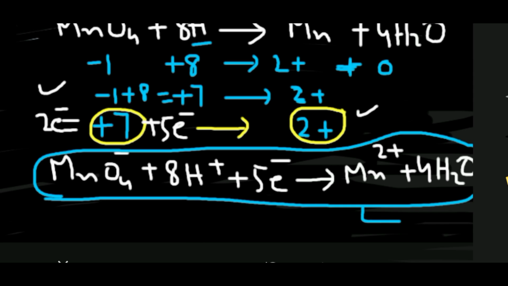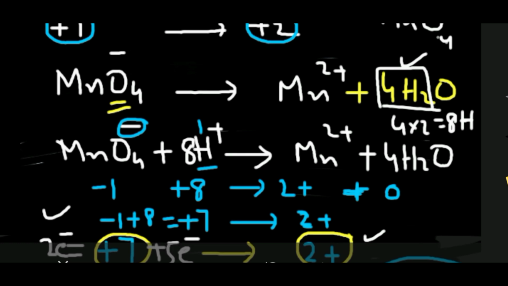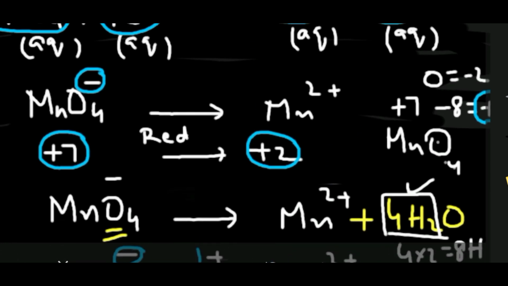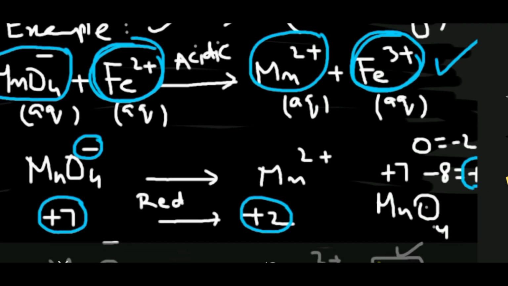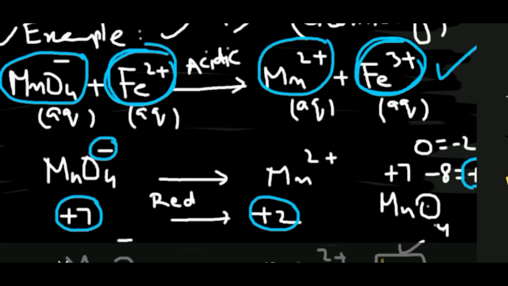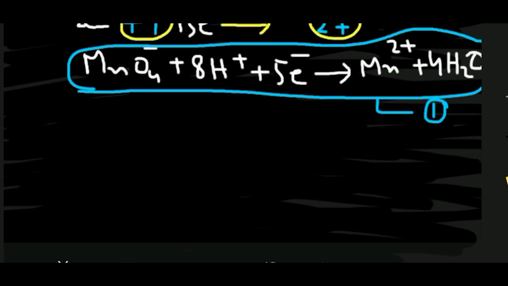You can say this is equation number 1. Now we have to balance the other half reaction, which is ferrous, Fe2+, into Fe3+. The ferrous has been converted into ferric ions. So we have to balance this half reaction now. This is step 2.